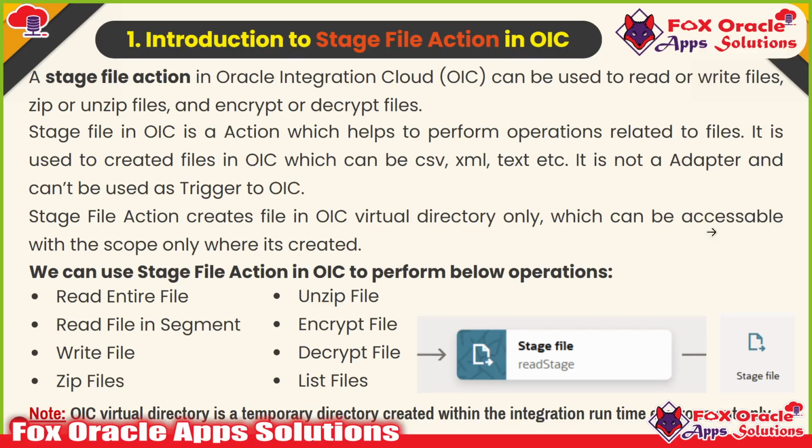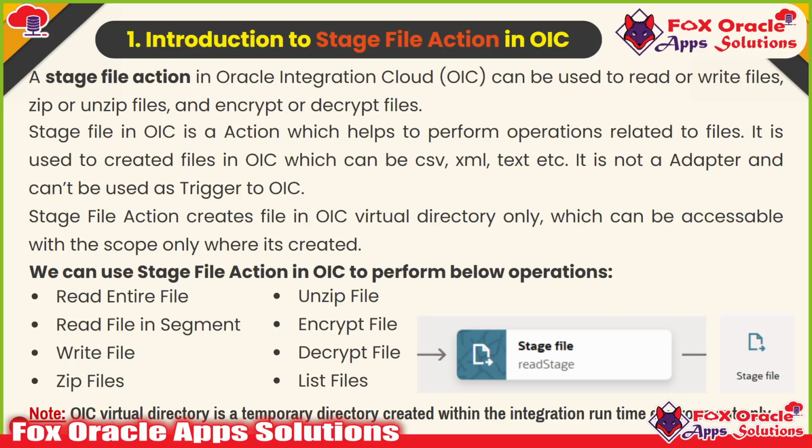Whenever we are talking about a stage file action, a stage file is going to perform operations on a file. That file should be available in the virtual directory, the OIC virtual directory. If we are going to read the file, that file should be in the OIC virtual directory. Or if we are going to create the file using a stage file, that file will be created in the OIC virtual directory. So what is this virtual directory term we are using?